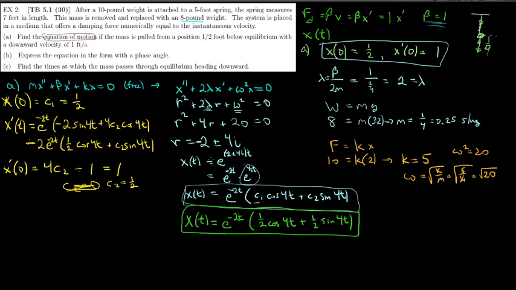Okay, so which of the three cases do we have? Well, because we have the sine and cosine here, this is going to be an underdamped system. So this is underdamped, case 3. All right. Well, now I think we can move on to part B.